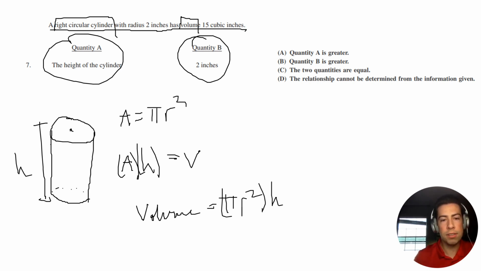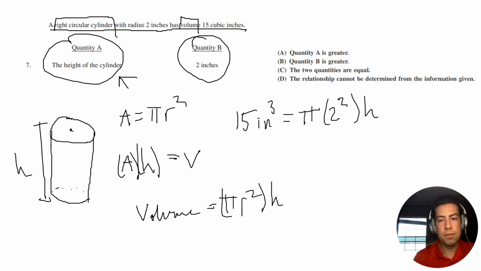Now let's plug in what we know. The volume is 15 cubic inches, and it has a radius of 2 inches. So we have pi times r, which is 2, squared, multiplied by the height. Now we need to figure out quantity A: what is the height of the cylinder? Let's do some quick math. We get 15 inches cubed equals 4 pi times h.